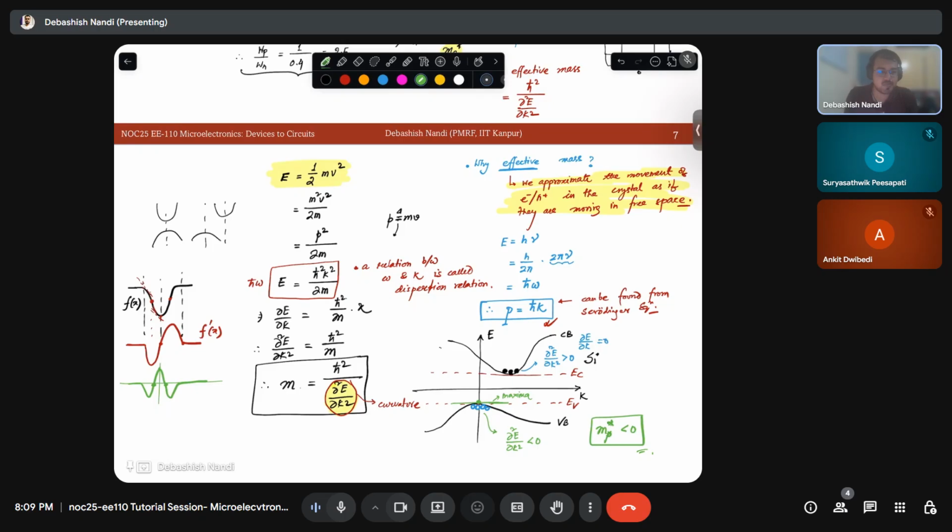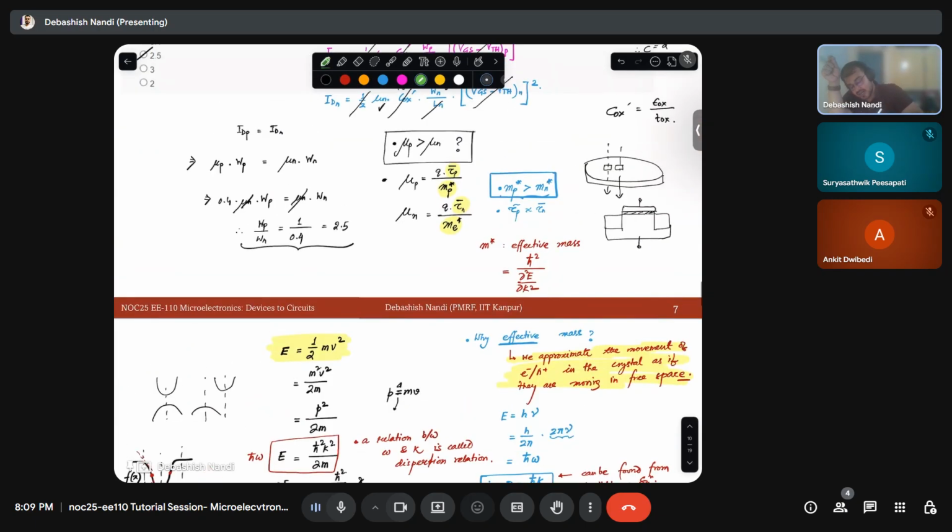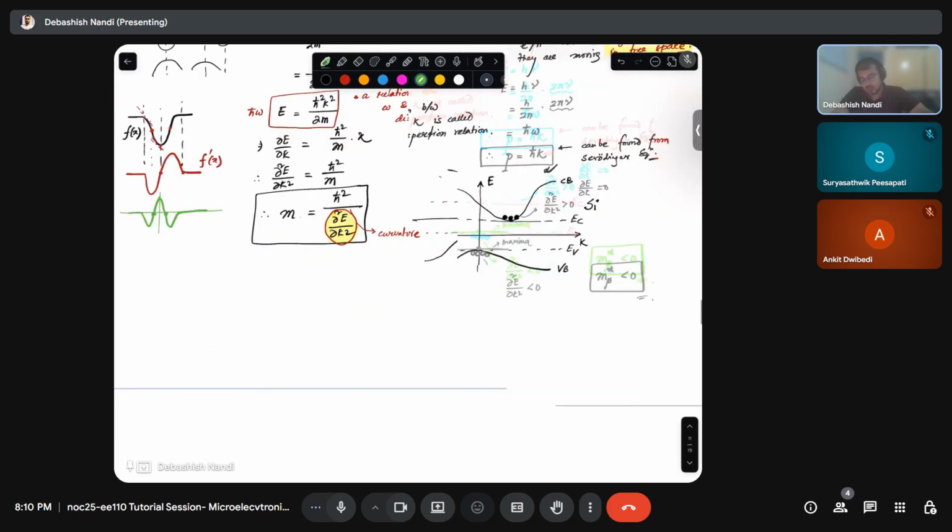So note the salient points, okay? And don't get very much surprised if you encounter this kind of situation. So that is why your m star of p is more than m star of the electron, and as it is in the denominator, your mobility of p is lower than the mobility of the electron. Okay.